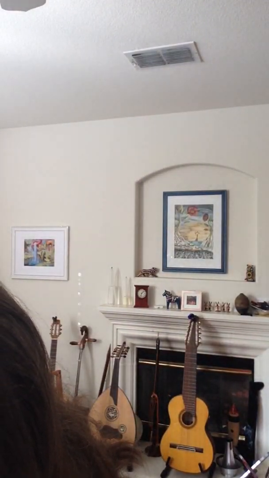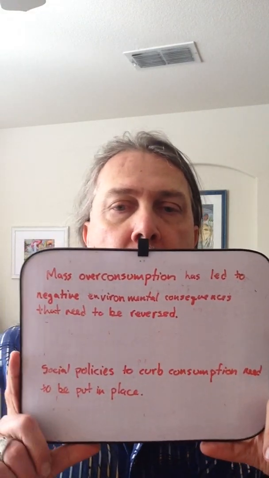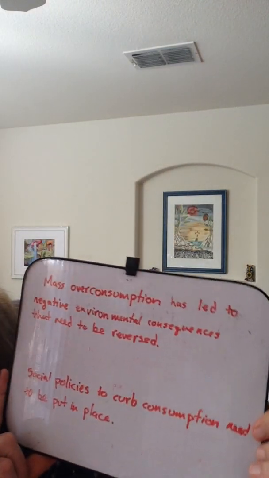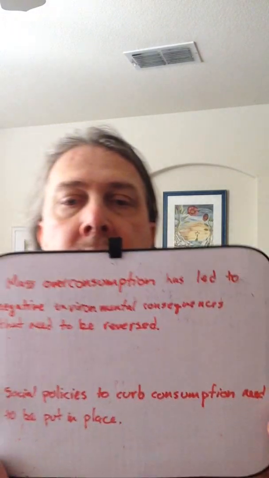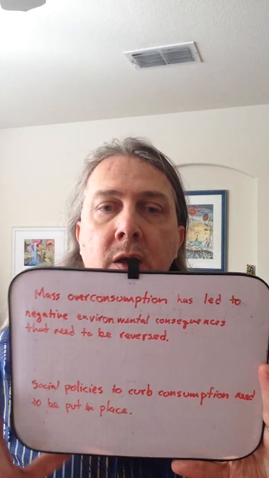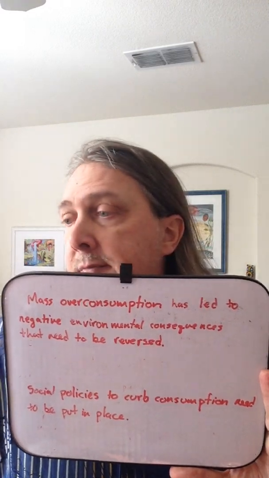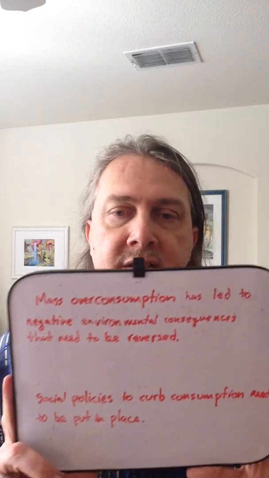So I think the first thing you probably have to do is come up with some sort of thesis statement that it's something that you can agree with or disagree with and take a position on. I've come up with a couple that I might suggest for how you could do this. The first one says mass overconsumption has led to negative environmental consequences that need to be reversed. Okay, so there's your position that overconsumption has led to these negative environmental consequences, and the position is that that process needs to be reversed.